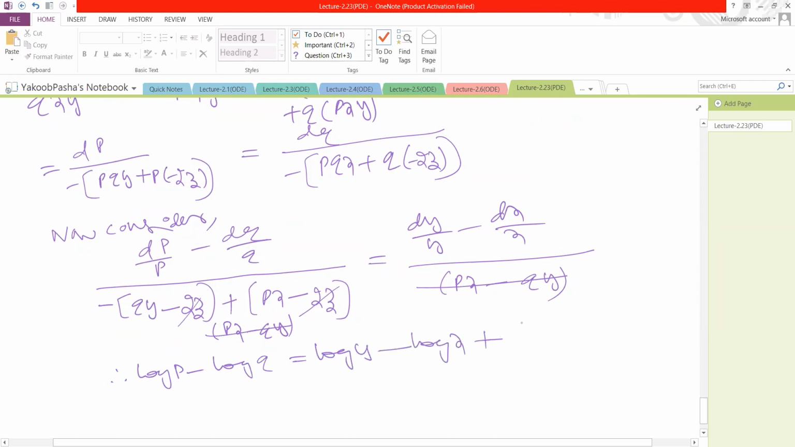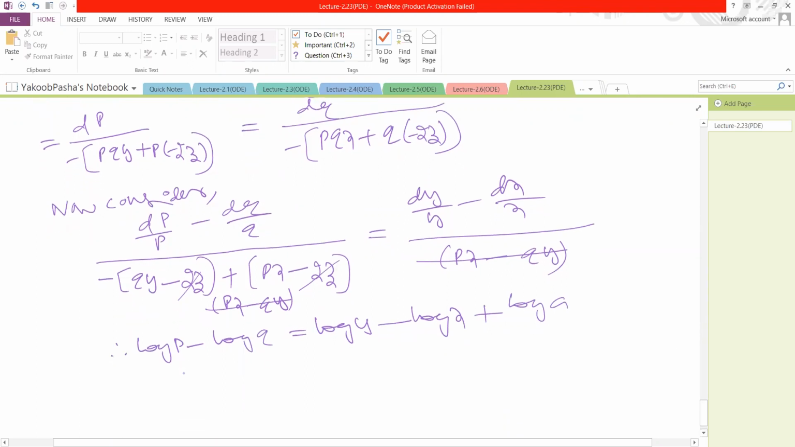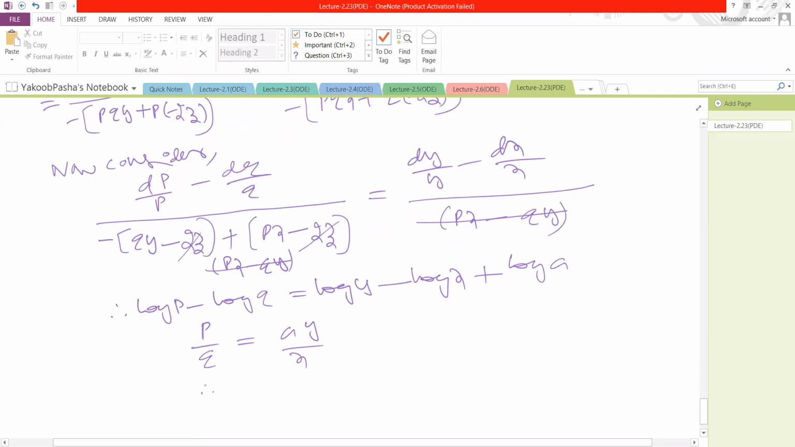plus some arbitrary constant. I am taking log A. Okay. So this is log P minus log Q, means log P by Q. Logarithm will be also. Here Y by X, or we can write this as A into Y by X. Okay. So we can write Px is equal to AQY. Px is equal to AQY.